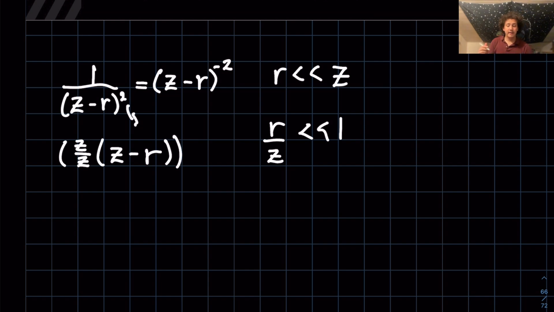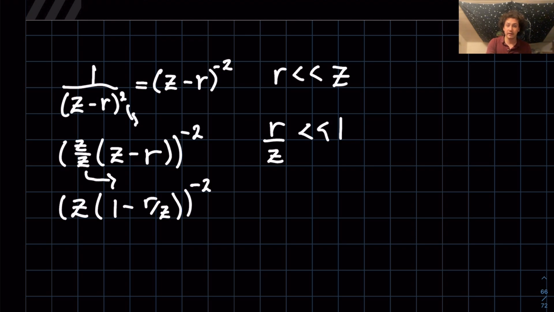right? And we're dividing by z because that gives us a smaller quantity of r over z, because r is much, much less than z. So a small number divided by a much larger number is a much smaller number, right? And this is to the minus 2. So if I take this over z and bring it into this z minus r, we have, okay, z times, well, z over z is 1, 1 minus r over z, right? And this whole thing is to the power of negative 2.